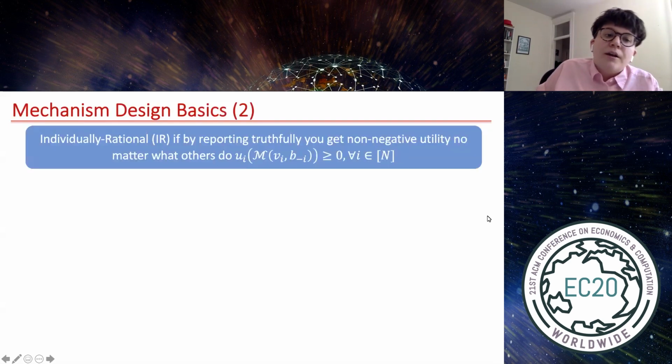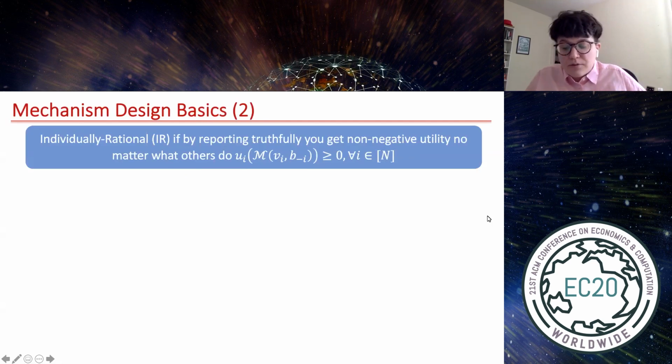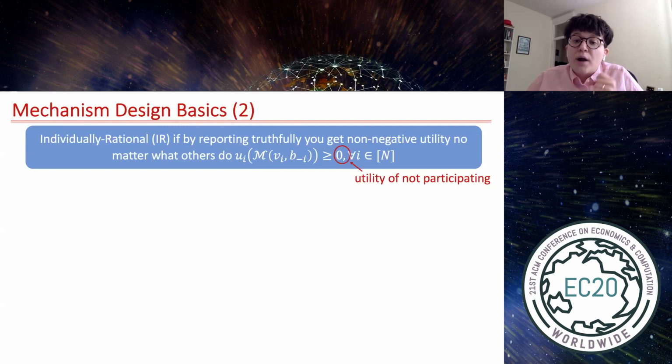Okay. Now, there are a couple of properties that are very important for mechanisms, and we're going to be talking about these now. The first property that I'd like to stress is individual rationality. We say that a mechanism is individually rational if by reporting truthfully, you get non-negative utility no matter what other agents do. And why non-negative? Well, zero we assume is the utility that you get for not participating, so you do not lose anything by participating.